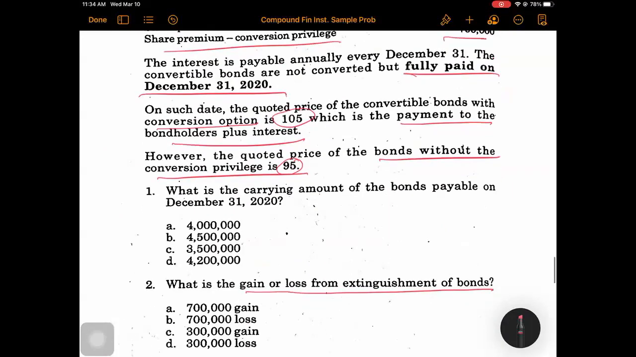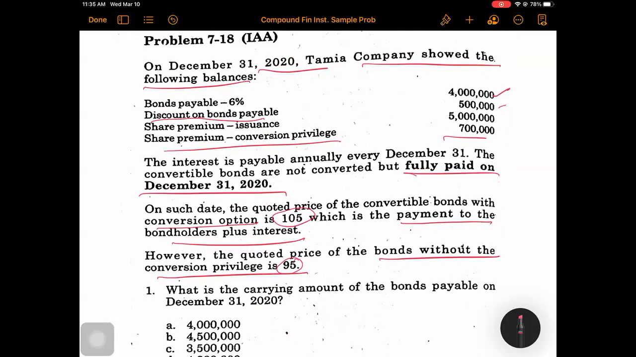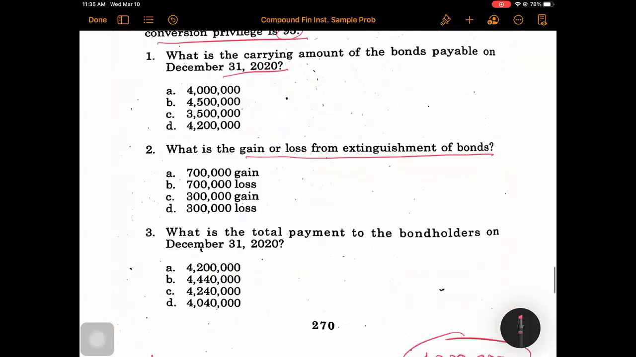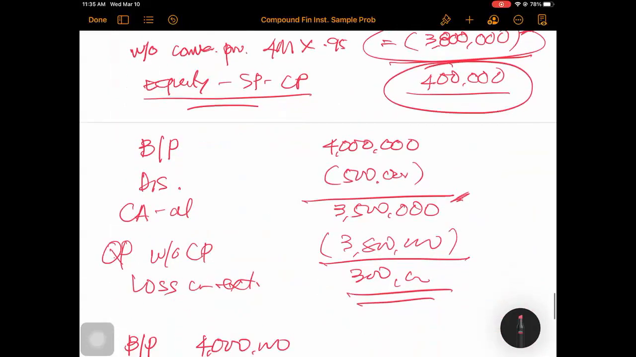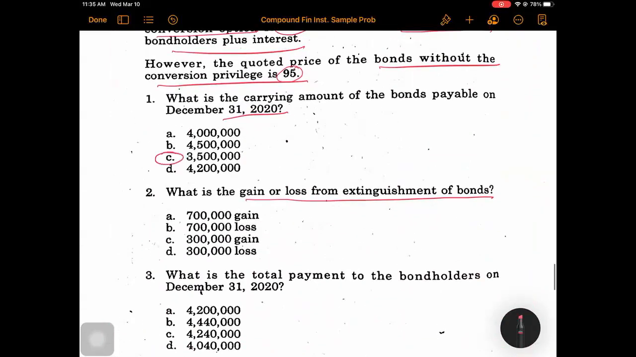Okay, so since question number 1, what is the carrying amount of the bonds payable on December 31, 2020? The answer is kani siya, 3,500,000, letter C. What is the gain or loss from extinguishment of bonds? Di ba? 300,000 loss.